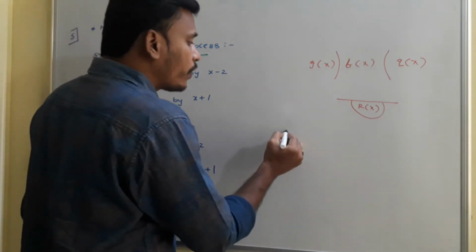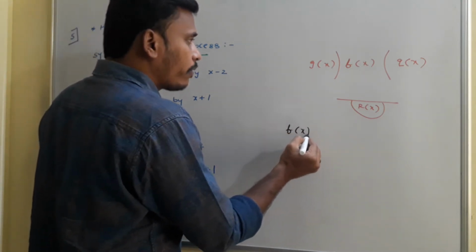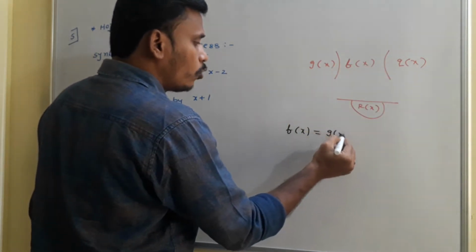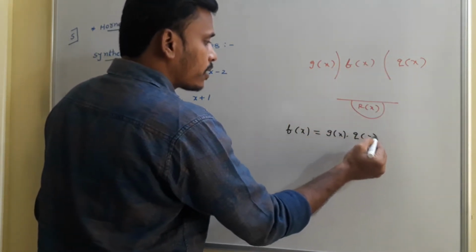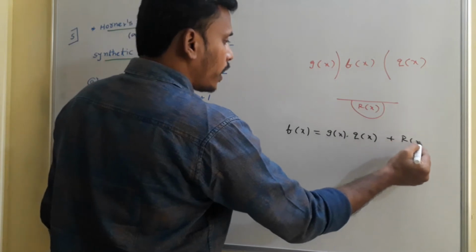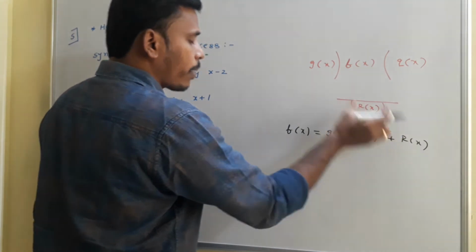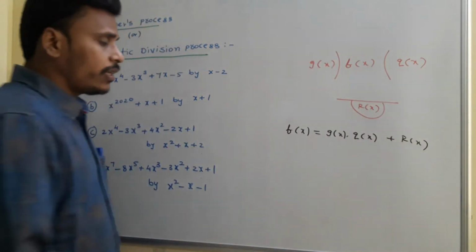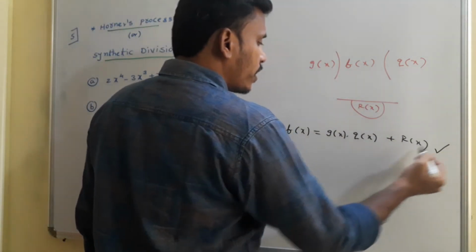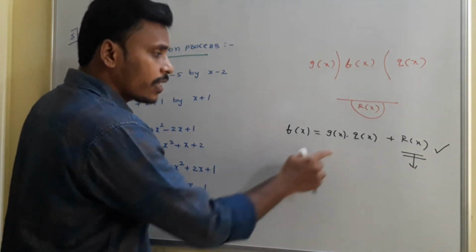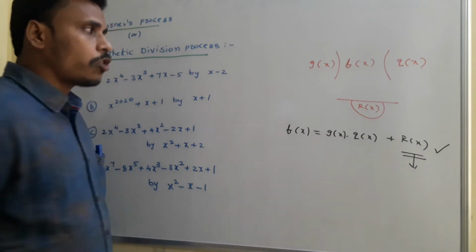Then according to the division algorithm, what do we have? We have that f of x is equal to g of x into q of x plus r of x. That is, dividend is equal to divisor into quotient plus remainder. And we call it a correct division algorithm statement only if the degree of r of x is less than the degree of g of x.